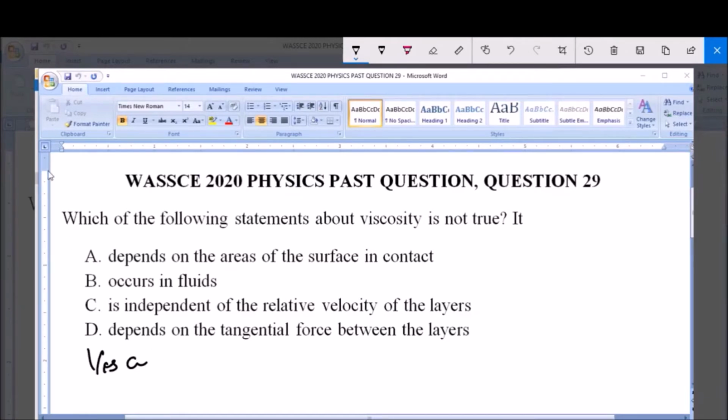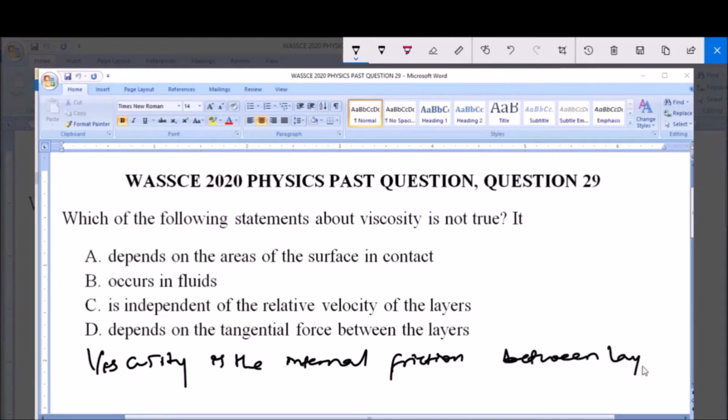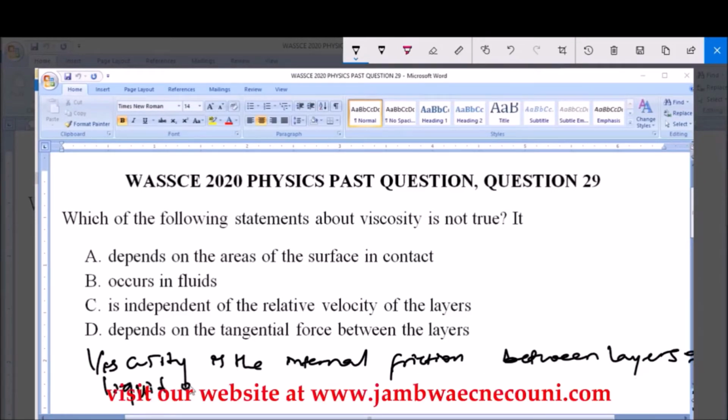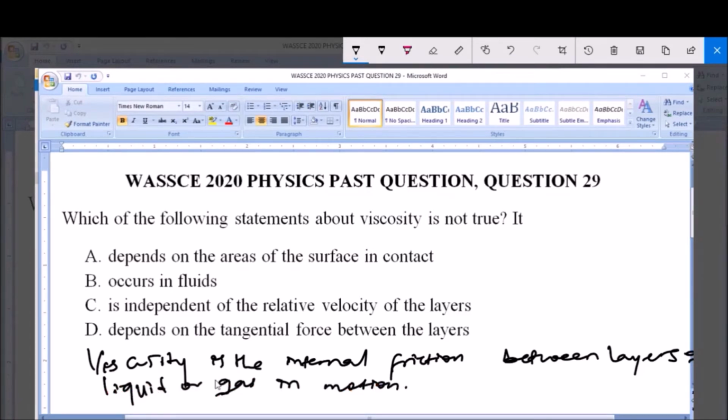Viscosity is the internal friction between layers of liquid or gas in motion. So viscosity is also a frictional force. But now viscosity is a frictional force in fluid. It is a force that acts in fluid. That's why you call it the internal friction between layers of liquid or gas. And like we know, liquids or gases are fluids.